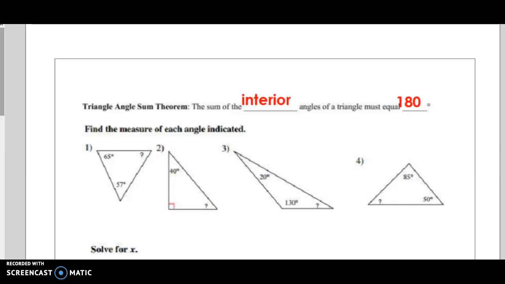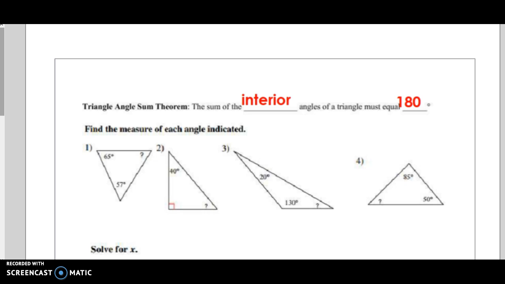Alright guys, so in today's lesson, we're going to talk about how to use the triangle angle sum theorem to solve for missing angles in a triangle. And so the triangle angle sum theorem says that the sum of the interior angles of a triangle must equal 180 degrees. And that's always true for every triangle. So remember, the angles are the measures inside of the triangle. It's what I would use a protractor to measure.